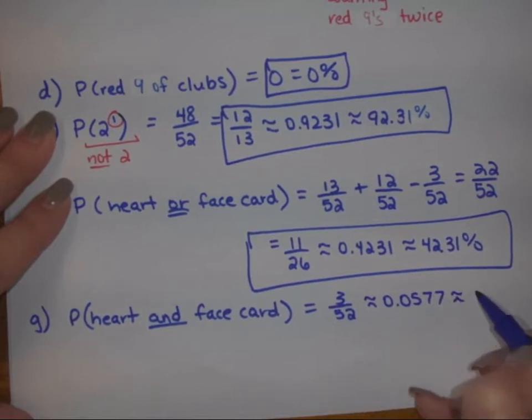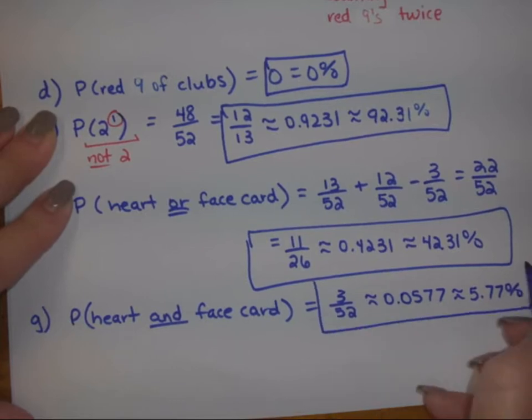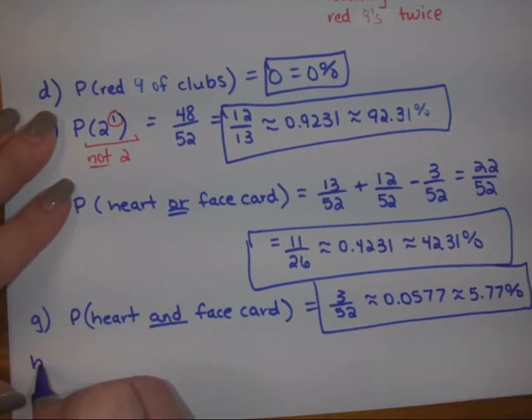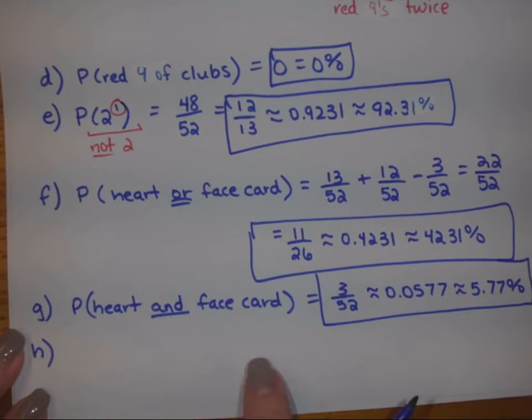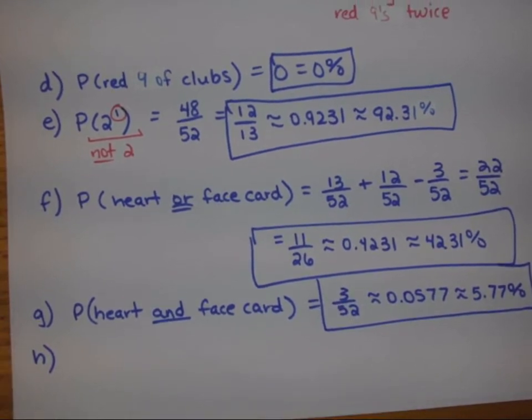0.0577 or 5.77%. So notice for all of these, it's always how many of the desired outcomes goes on top, and then how many total outcomes goes on bottom.